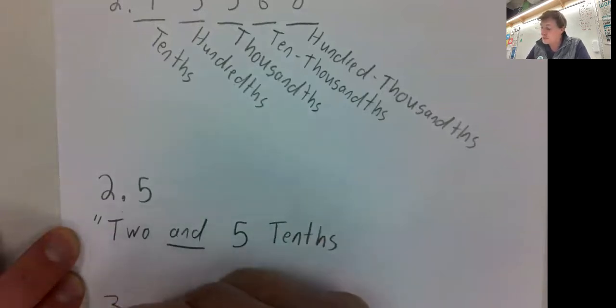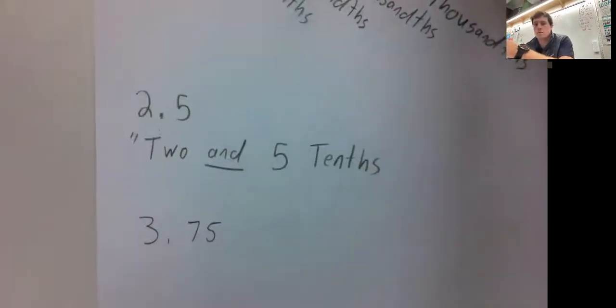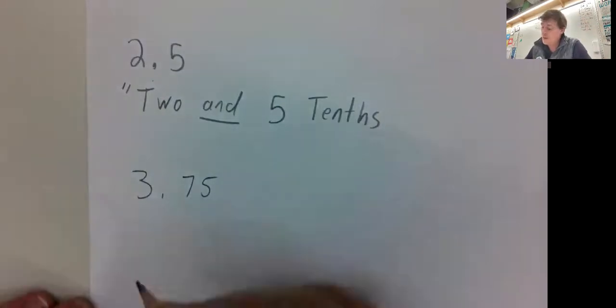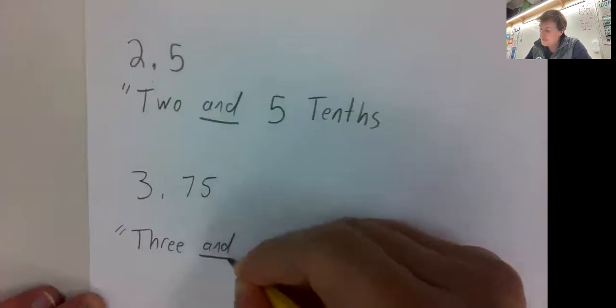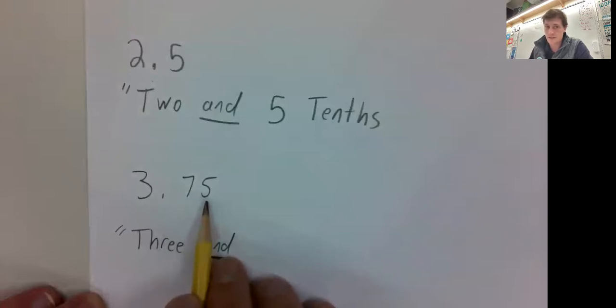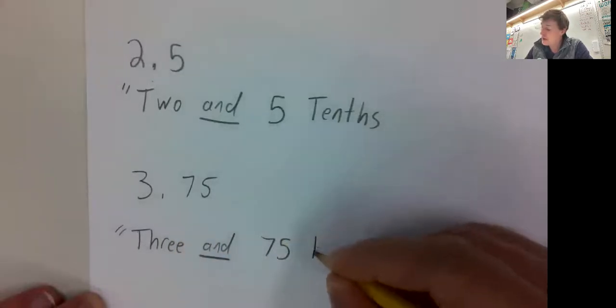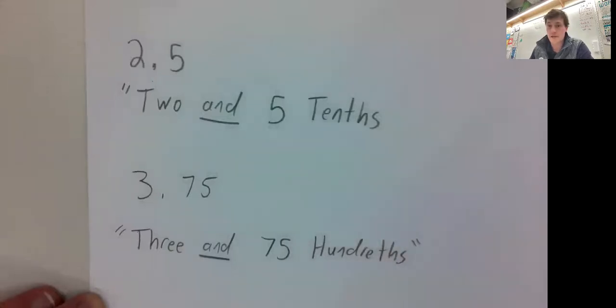Another example is 3.75. We're going to try to avoid saying 3.75. We want to say 3 and, remember the "and" is the decimal. Now this is 75. But the last digit here is in the hundredths place. So that's what's going to tell us the decimal. So this is going to be said 75 hundredths. That's how we say it.